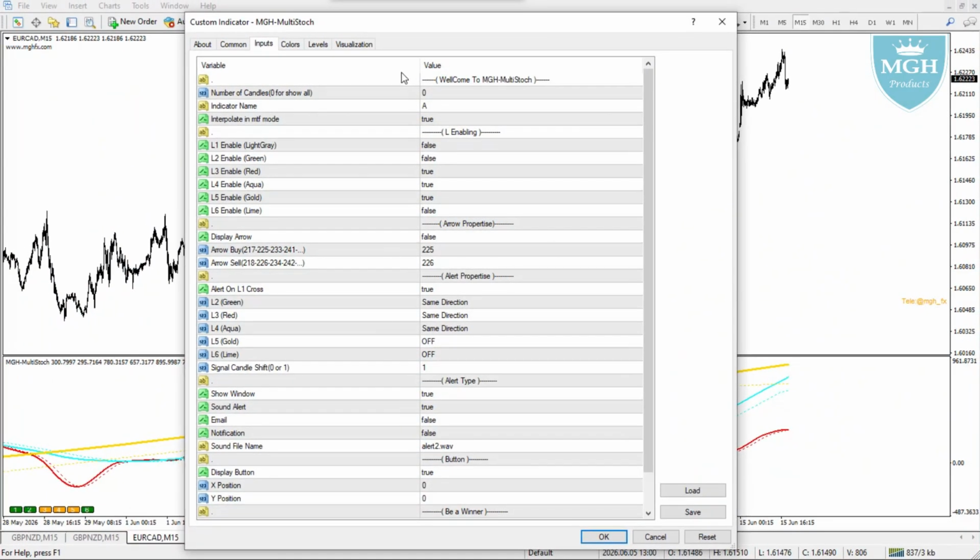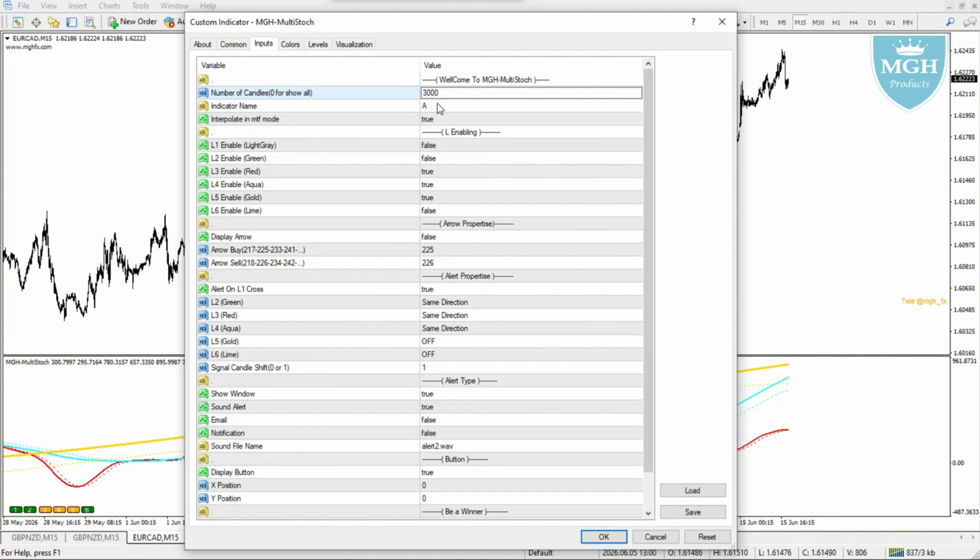Okay, let's look at settings. I will go from top to bottom. Number of candles. This is how many candles the indicator will calculate. 0 means show everything. If your computer is slow, you can set a smaller number, for example, 2 or 3,000.